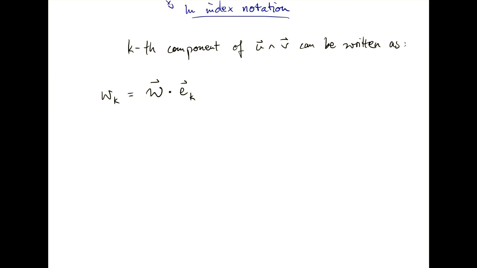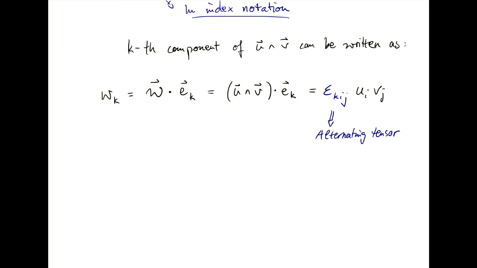So for the general kth component, we compute the dot product with e_k, and so this is u cross v dotted with e_k, and that can be very succinctly written using the alternating tensor, epsilon_kij u_i v_j, in index notation. The symbol epsilon here is referred to as the Levi-Civita symbol. Now, what does epsilon_kij look like? What sort of tensor is this? Well, it's a third-order tensor, so it's essentially three 3x3 matrices, and it has the following specific properties.